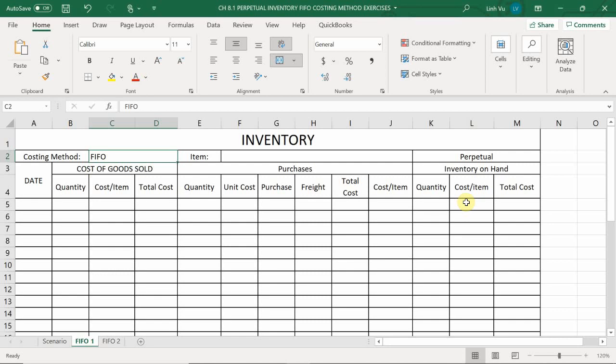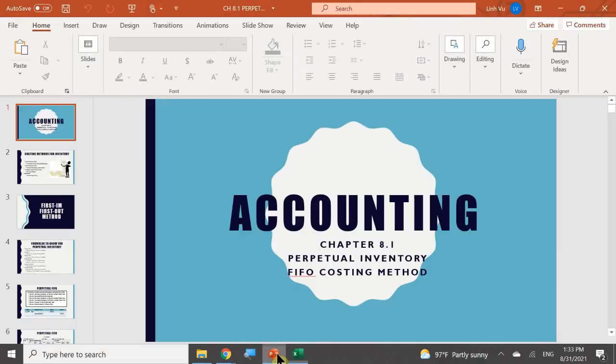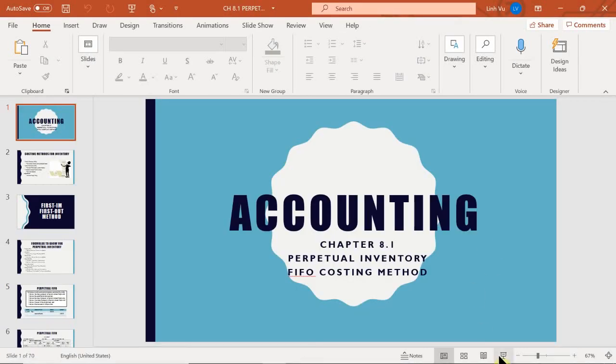This time we're going to be working this page in groups of different columns. The first 3 columns are anything that you do for the cost of goods sold, while the 6 columns in the middle are anything that you purchase. And then on the right side, the last 3 columns are anything that you have on hand. Just keep in mind, this is the worksheet that we're going to be looking at, but the PowerPoint is going to look slightly different, okay?